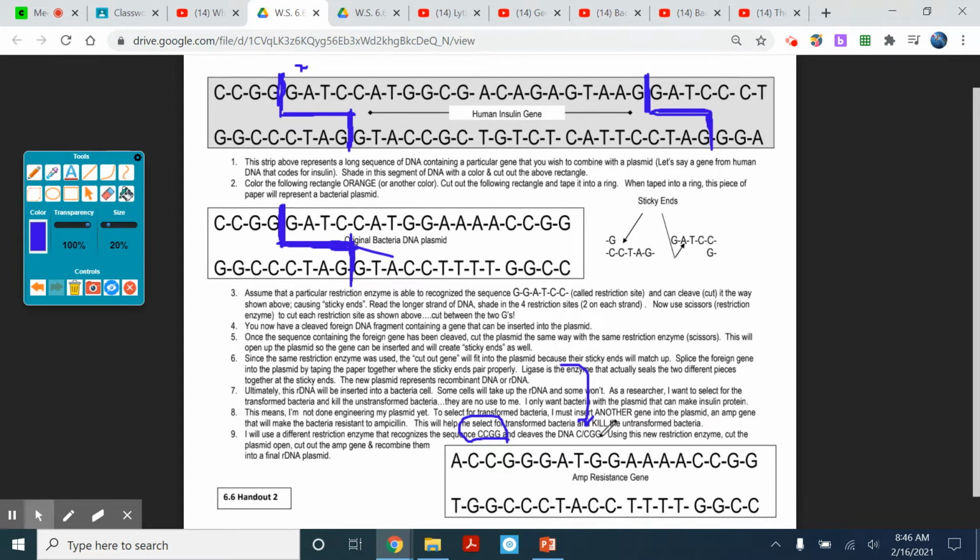Find a CCGG. There should be one high and one low. On the original plasmid I have a CCGG right here, but it will be a bit different on yours. With CCGG, you cut between the two C's, and all you have to do is open up that plasmid. It's going to have sticky ends once again.